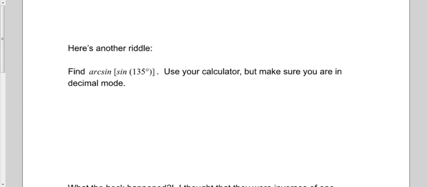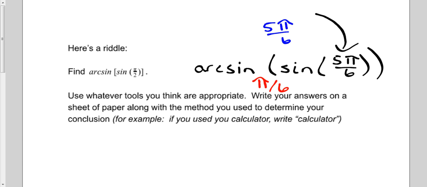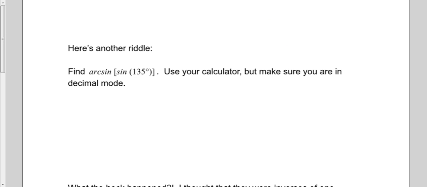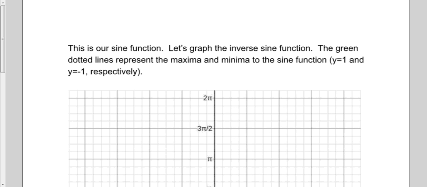It is a different quadrant. That's good intuition, Alex. This is the reference angle of that, right? There's some wisdom there. Let's go here.